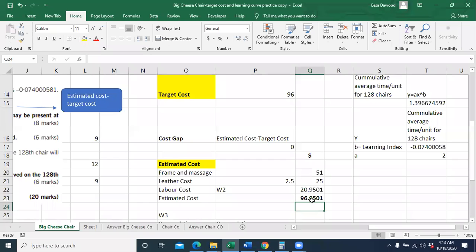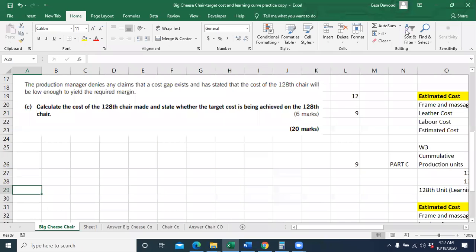So here I got the estimated cost, and the target cost was already less than the estimated cost. So the cost gap was 0. Got it?